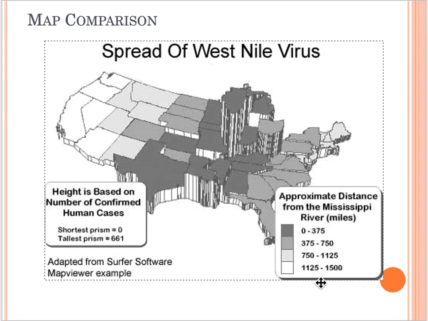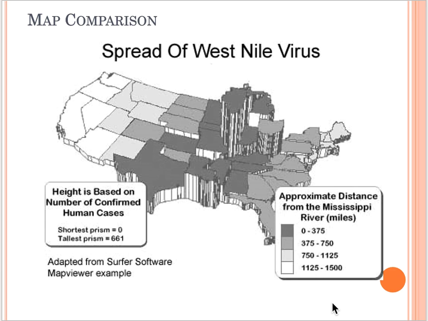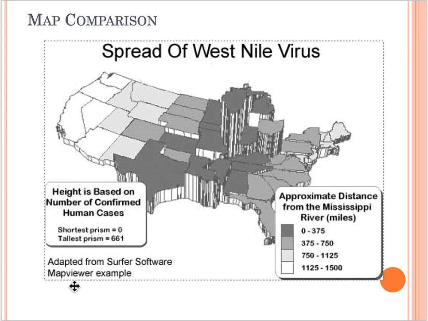With the grayscale palette, we can see darker gray the closer the distance to the river, compared to white in the shade scale, which means it is farther from the Mississippi River. The other data set is height, based on the number of confirmed human cases. We are looking at the height of the states. If the state is higher, that means there is a higher number of confirmed cases of West Nile virus.